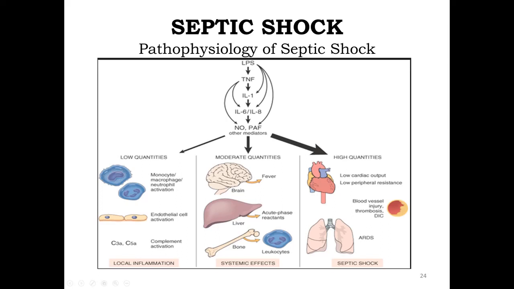Then if they are produced in moderate quantities, then there is fever or there is release of acute phase reactants, and then they act on the bone marrow to produce leukocytes. These are the systemic effects, and when high quantities are produced, then there is low cardiac output, low peripheral resistance, blood vessel injury, thrombosis, DIC, ARDS, and then septic shock.